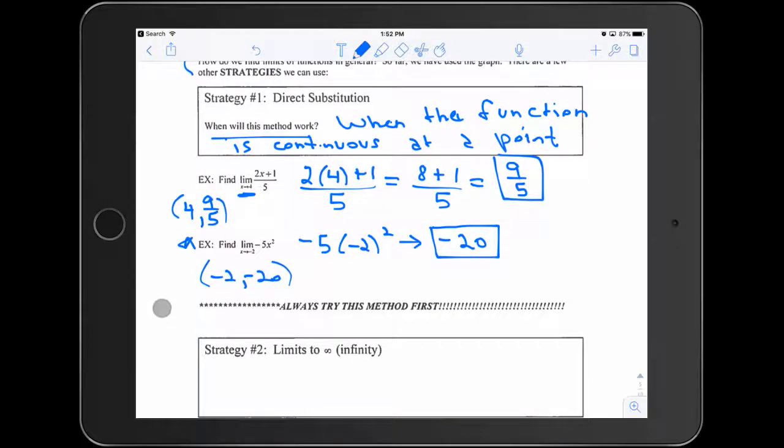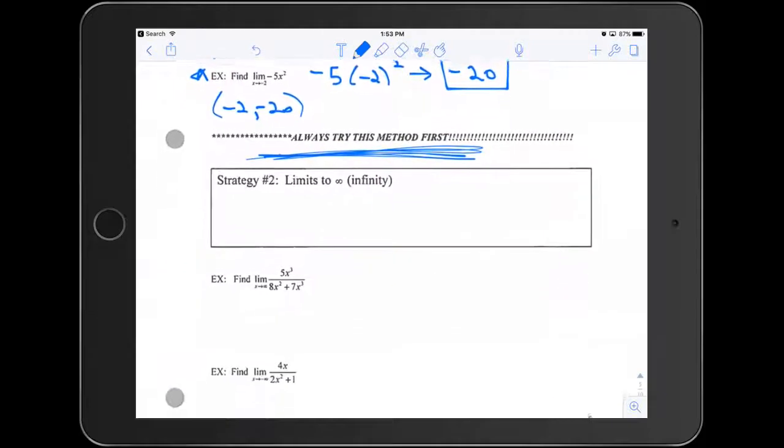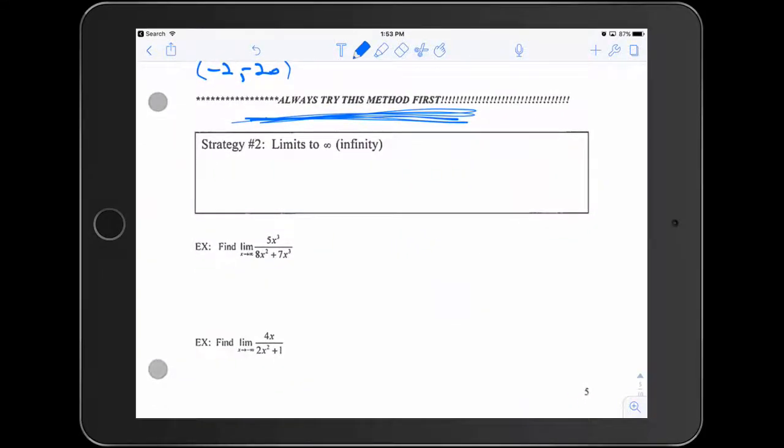Now I do want to say this is what you always try. So if the graph is given to you, just use what we did earlier in part A. But if there isn't a graph, always direct substitute the limit in to see what you're going to get. Now here's the thing though, that doesn't work all the time. When you have, in this case, limits to infinity, you obviously can't do that. You can't put infinity in.